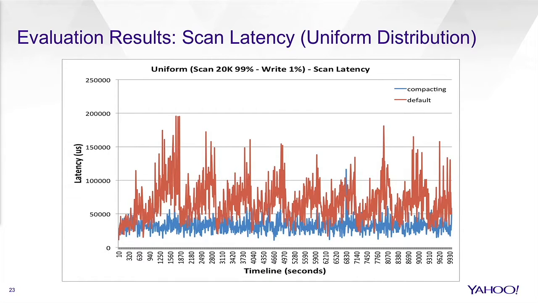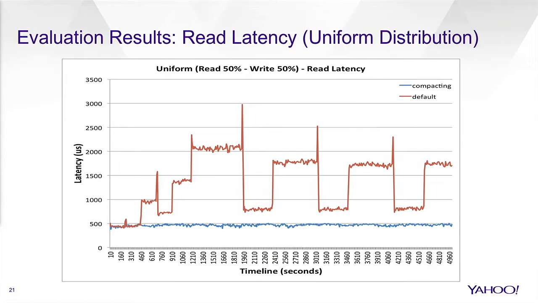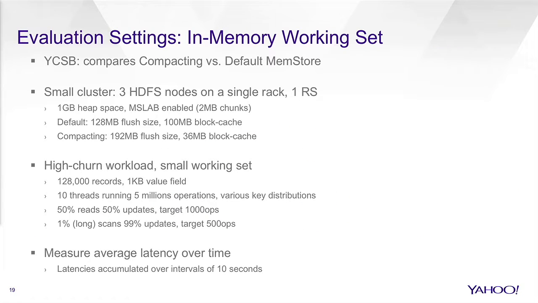So what was the amount of duplicate data with these runs? As I said in the beginning, we have 5 million operations, and we have 128,000 records. So just divide it.